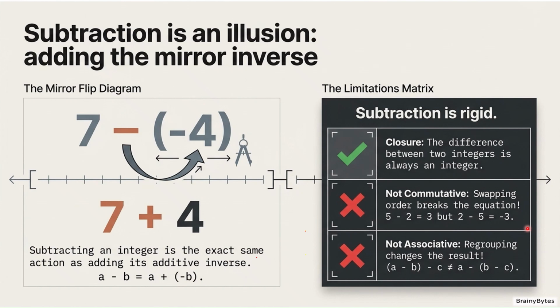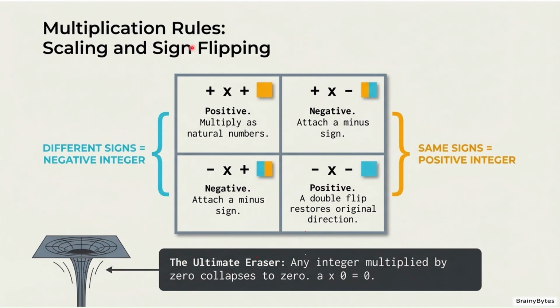So next time, be sure that only the closure property is valid for subtraction. With this, now let's talk about the multiplication rules, scaling and sign flipping. Yes, multiplication of two integers with different signs equals a negative integer, while on the other hand, multiplying two integers with the same sign results in a positive integer.